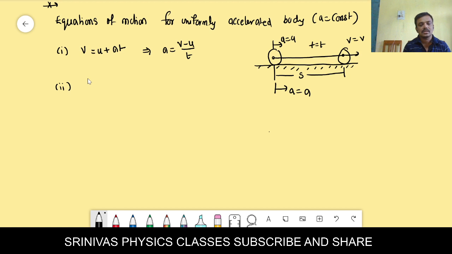The second equation is what? S is equal to ut plus half at square. Very good. The third equation is v square minus u square equal to 2as. Everybody should remember like this. These are the equations of motion: v equal to u plus at, S is equal to ut plus half at square, v square minus u square is equal to 2as.